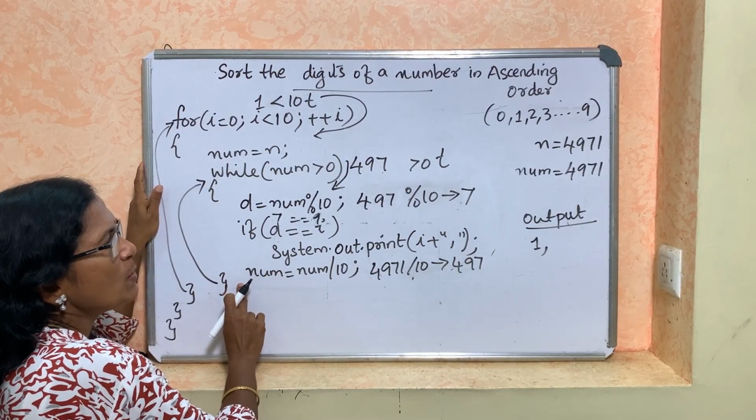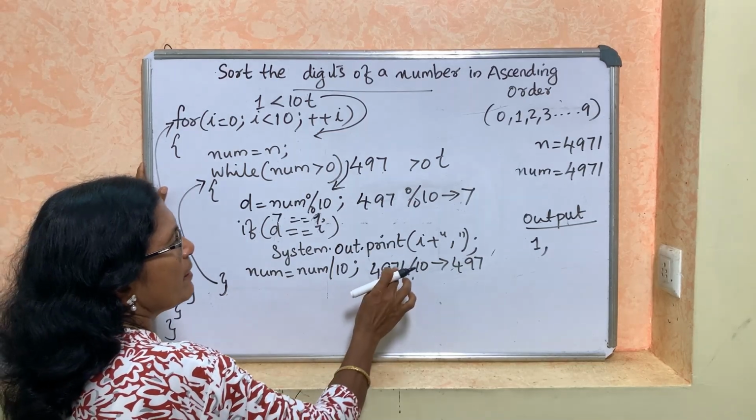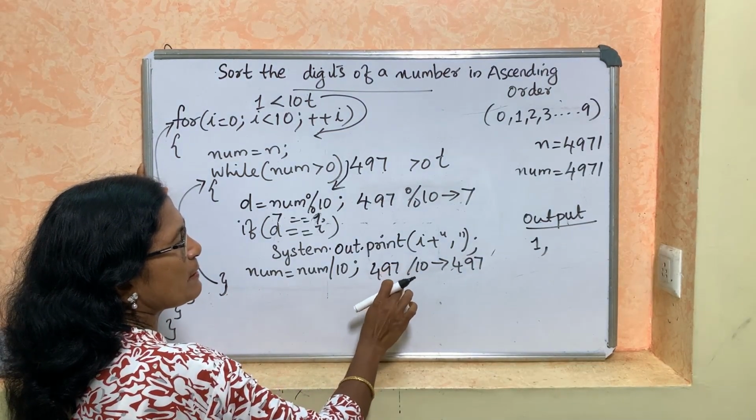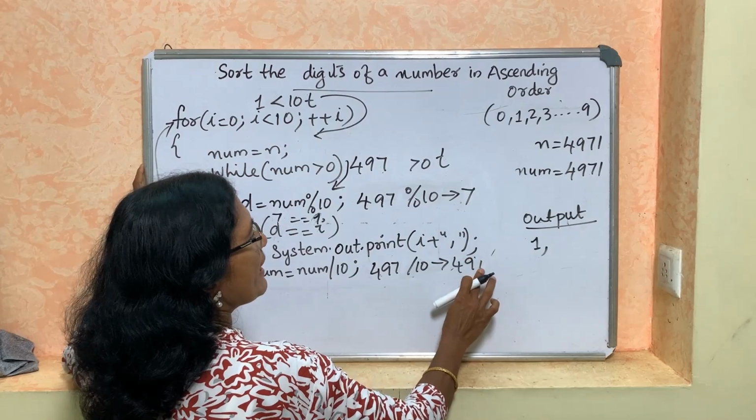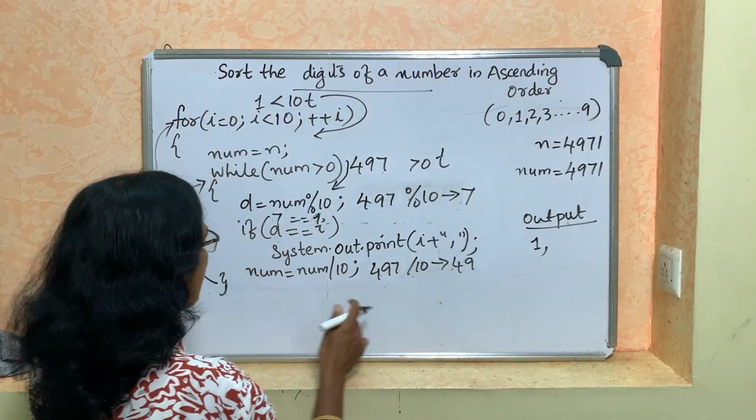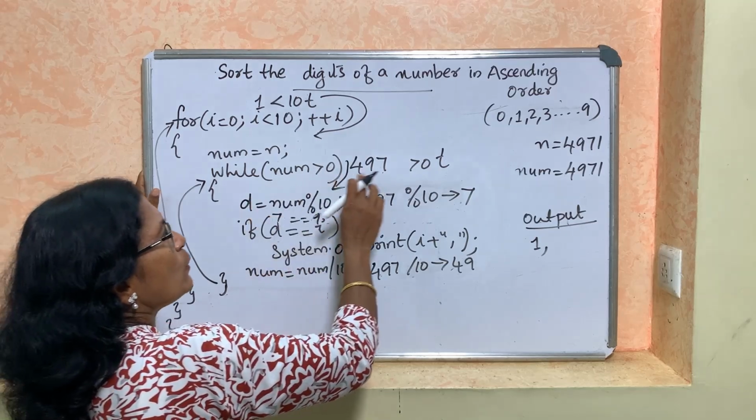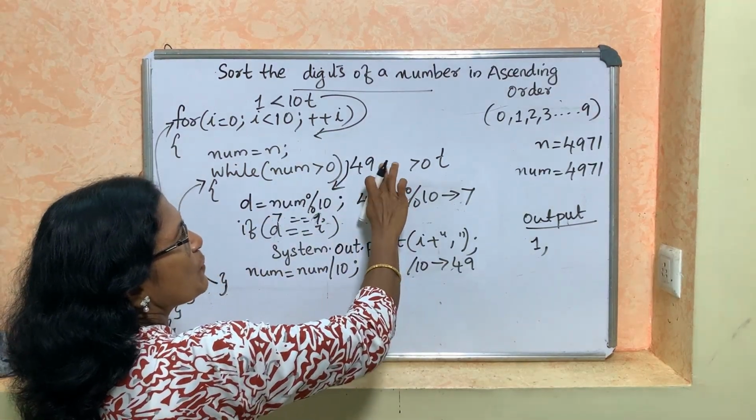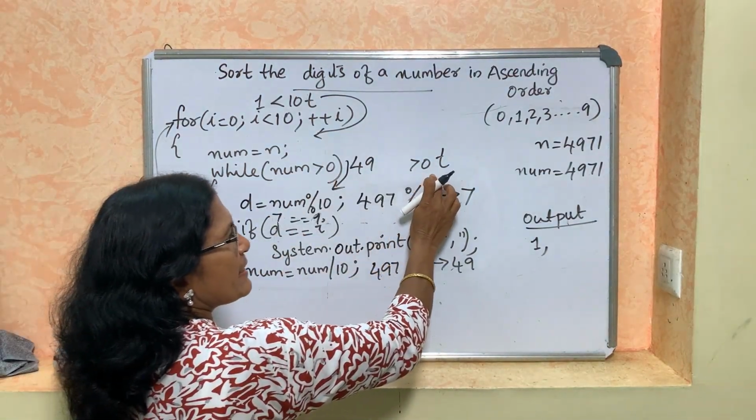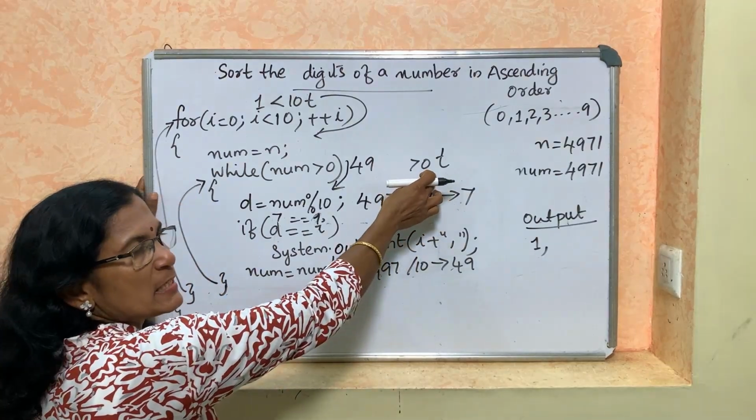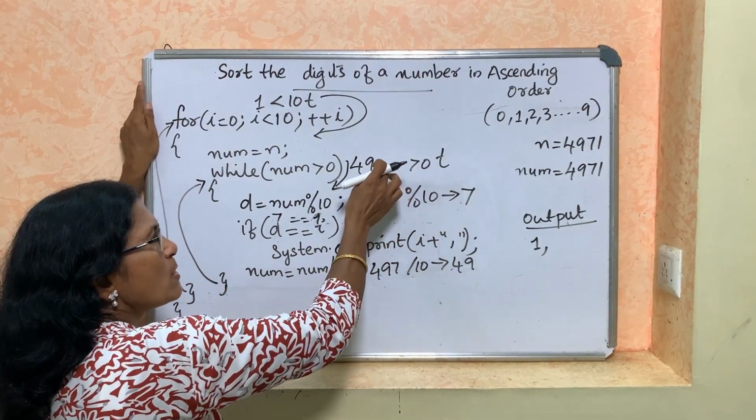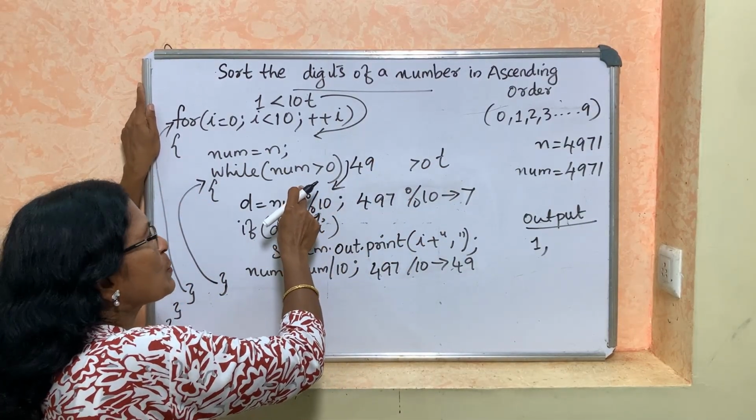We are going to remove 7 from the number. 497 divided by 10 results in 49. The quotient of the division is 49. Control goes back to the header line of the while loop with the new value of num as 49. 49 is greater than 0. The test expression is evaluated to true, so control again enters into the while loop's body.